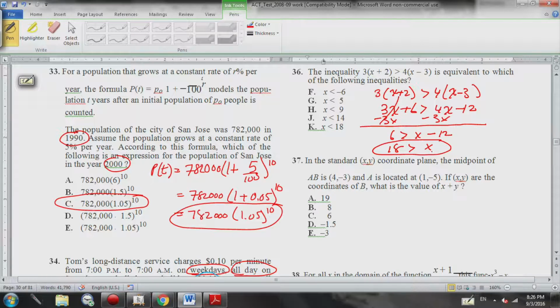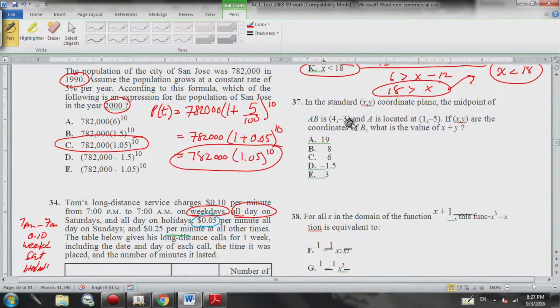Okay. Now, I can rewrite this. You can rewrite this as x is less than 18. Just make sure the pointy end is towards the x. So x is less than 18, right? And the mouth is towards the 18. If the mouth is towards you, you have to flip the sign. So, which one is this equivalent? Here it is.